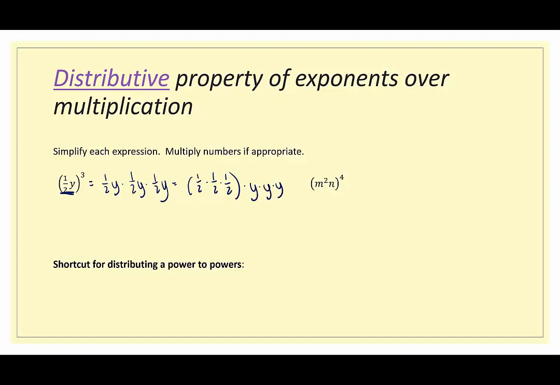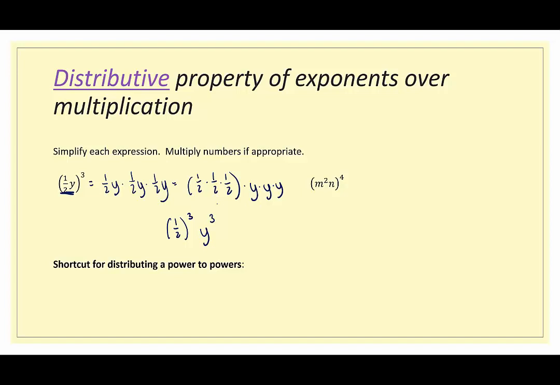But 1/2 times 1/2 times 1/2, that's 3 halves, so we could write this as 1/2 cubed. And then y times y times y, that's repeated multiplication. That would be y cubed.